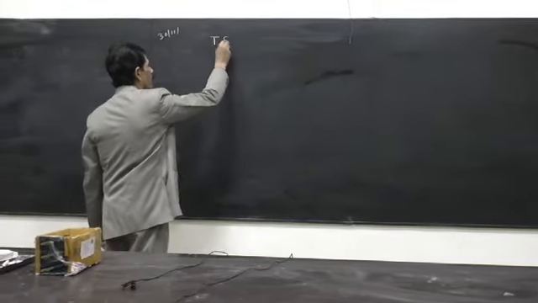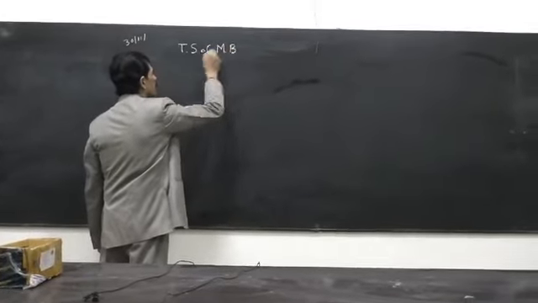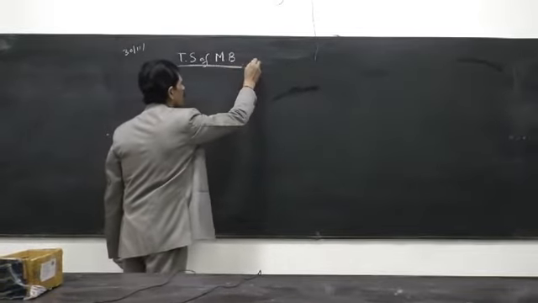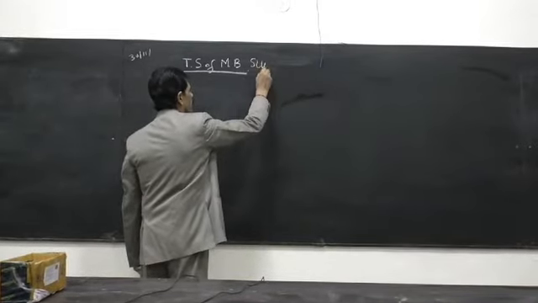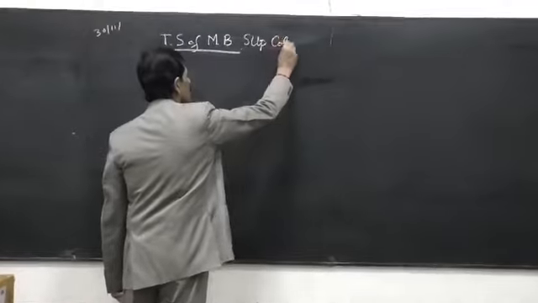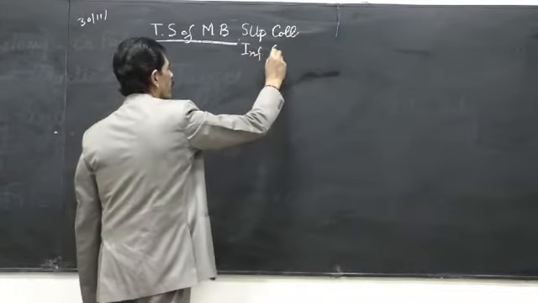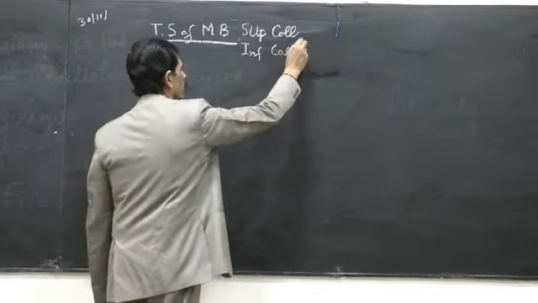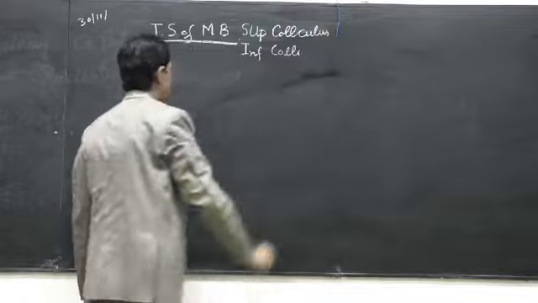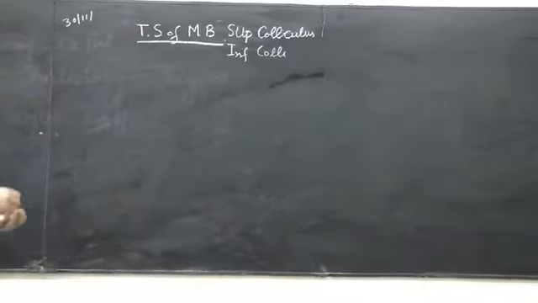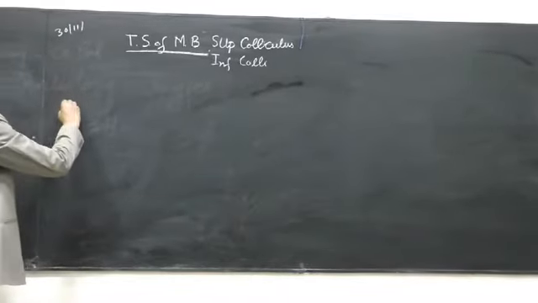Transverse section of the midbrain at two levels. One is at the level of the superior colliculus, and then one is at the inferior colliculus. So as we know, the midbrain is the smallest part of the brain.